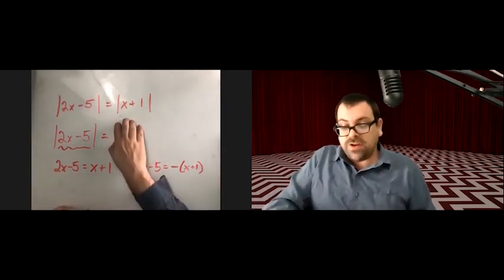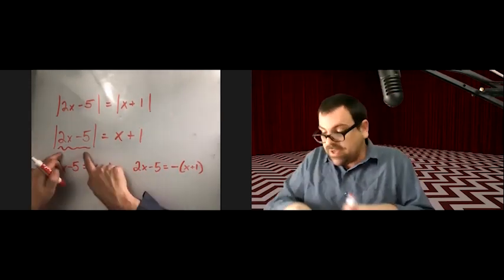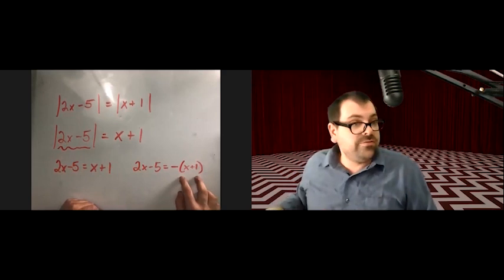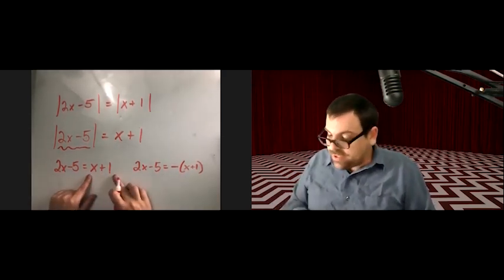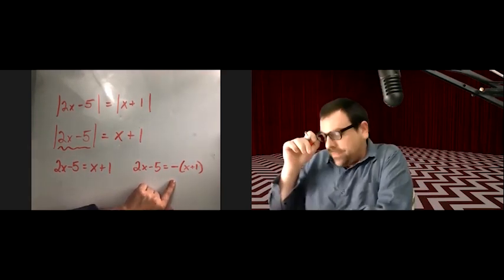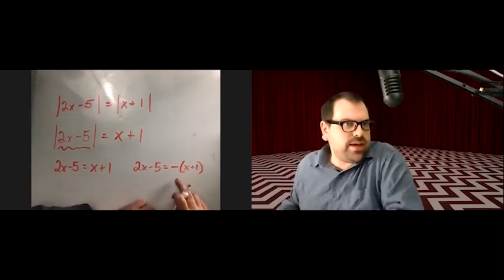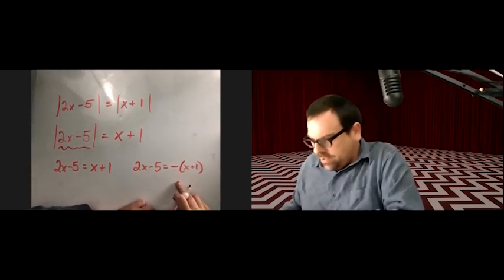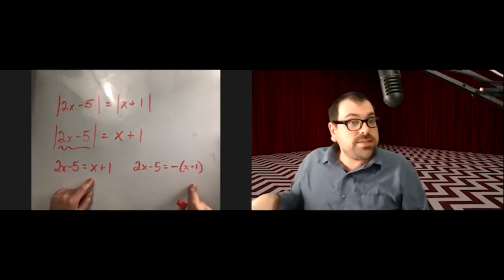When we had a positive number, we would have the stuff inside as that positive number, or the stuff inside equals the negative version. So that's what we have here. The x plus 1 and the negative of the x plus 1. Now, I'm going to try to stop saying that. I'm going to call this the opposite of x plus 1. And that's because sometimes this will be the negative number and that'll be the positive number.